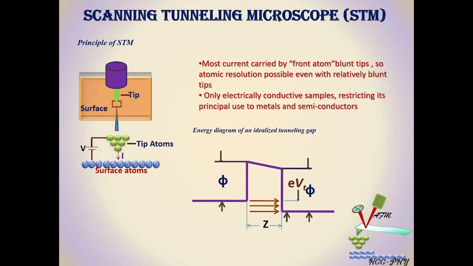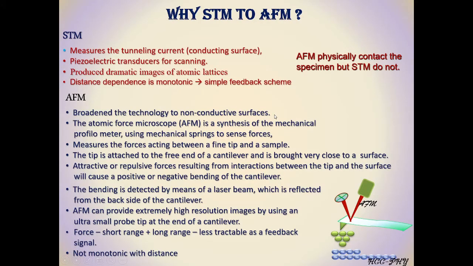Mostly for metals, phi will be about 4 electron volts, and the most impressive feature of this new type of microscope is the extremely high spatial resolution, that is, 0.01 nanometer can be achieved. Also, one can image and even manipulate individual atoms or molecules of the materials. The scanning tunneling microscope is only for conducting samples, so its principal use is restricted to metals and semiconductors. So, why do we want to go from the scanning tunneling microscope to the atomic force microscope?